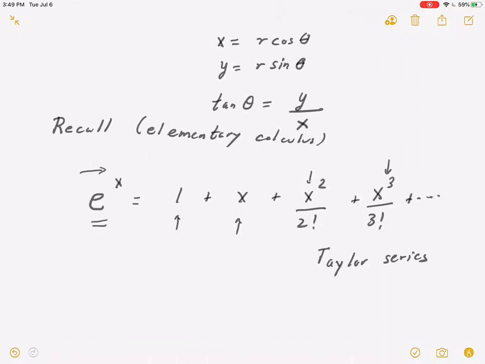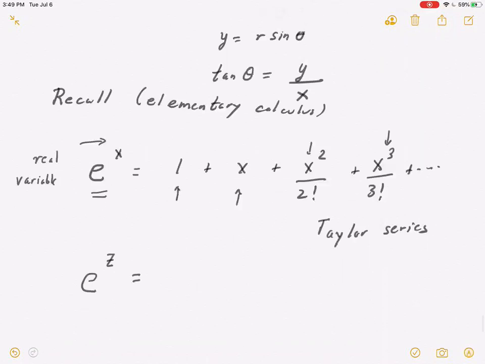Here, x is a real number or a real variable. Not a number, it's a variable. So you might ask the question, well, can you use the same trick? Can you define a Taylor series expansion of e to the z, where z is a complex variable? And the answer is sure, why not? You just replace x with z. But there's a little bit more going on here.